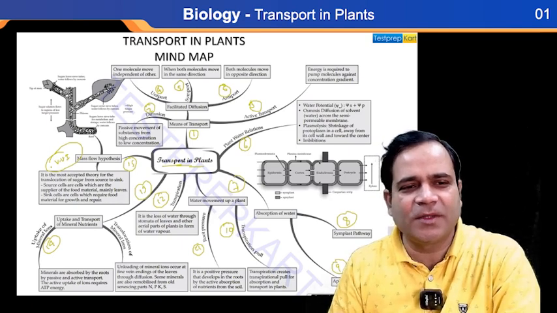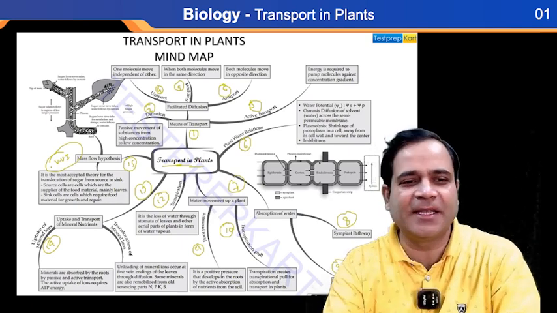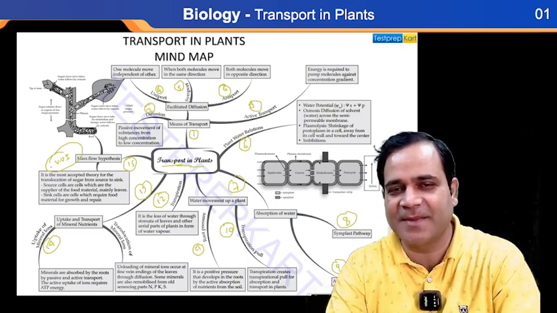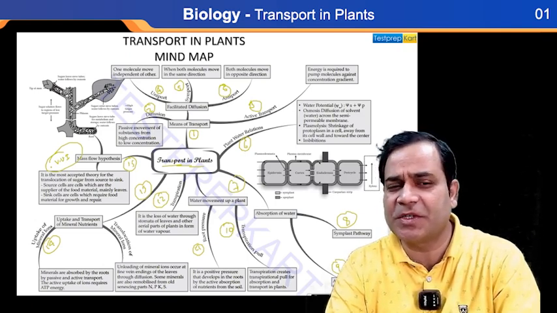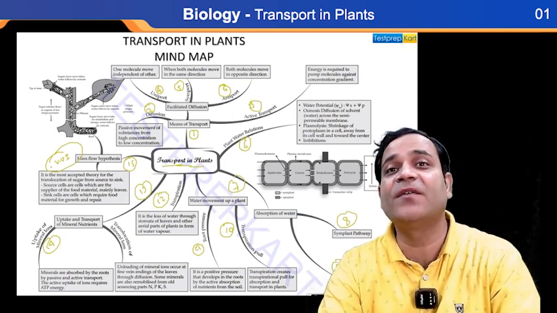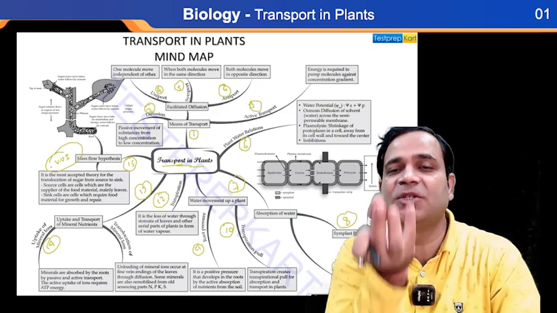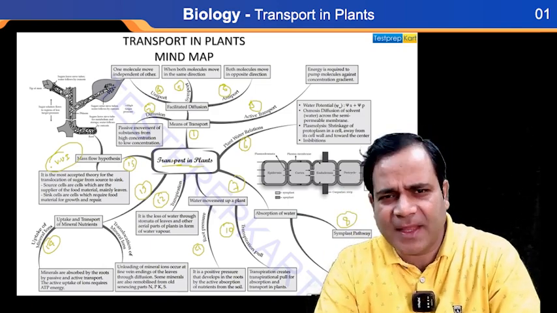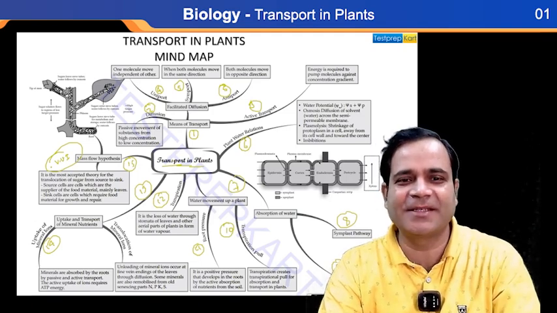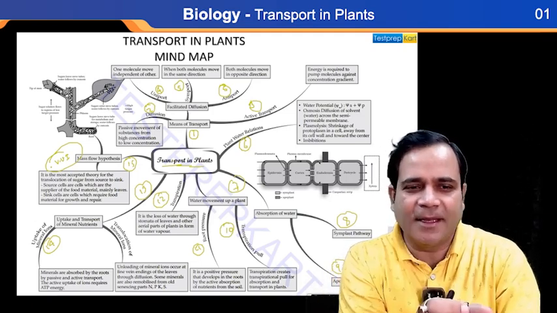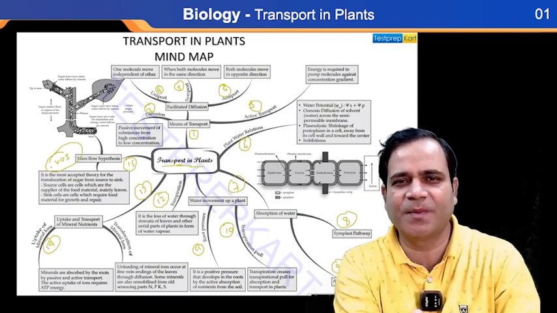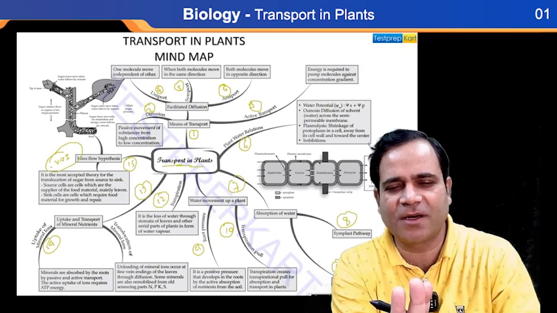We already know it is the most accepted theory, my dear, for translocation. Translocation of sugar. Yes, you are right. Translocation of sugar from where? From source to sink, my dear. So wait a moment, I will give you some details through NCERT. Because I have also made an NCERT PDF, so I will give you some details. Nothing to be bothered about here. Okay, wait for a moment, I will give it to you.